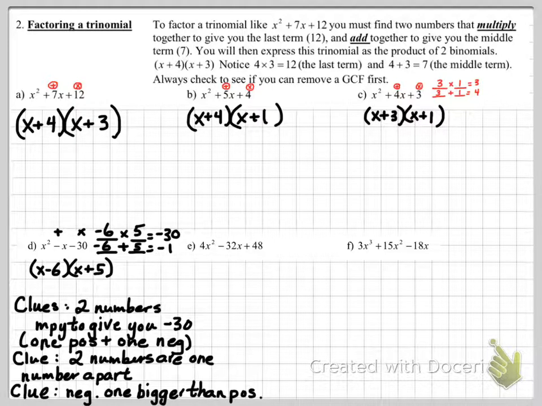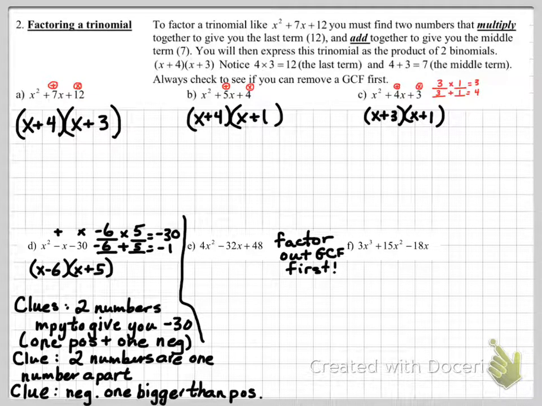In the next one, it starts with 4x squared minus 32x plus 48. So here's a clue: factor out the greatest common factor first. When you do that, you can look and see, well, I can divide 4 into all of those terms. So now I've got 4 times x squared minus 8x plus 12.